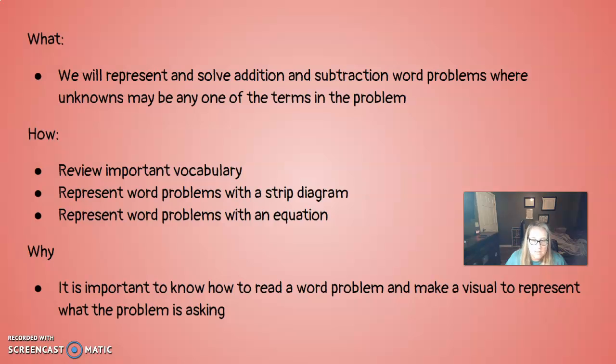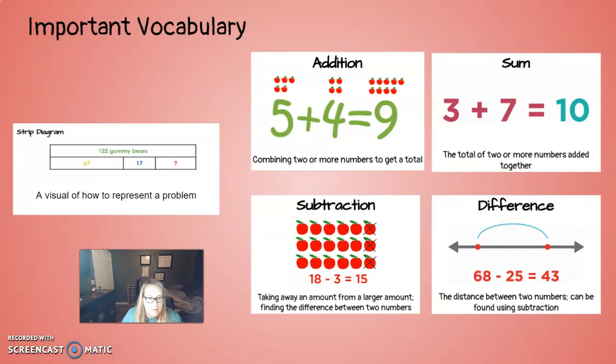Why are we going to do this? Well, we're going to do this because it's important to know how to read a word problem and make a visual to represent what the problem is asking. Our important vocabulary has 5 different terms. The first one we're going to look at is addition.